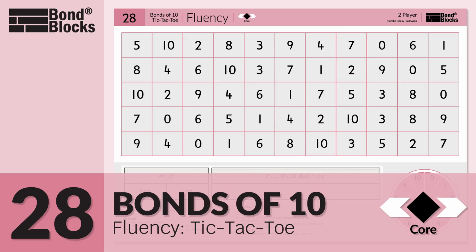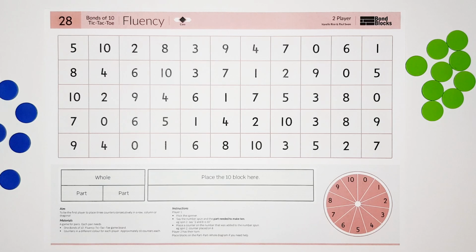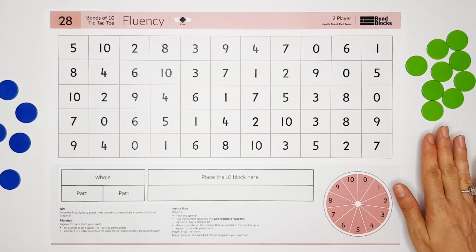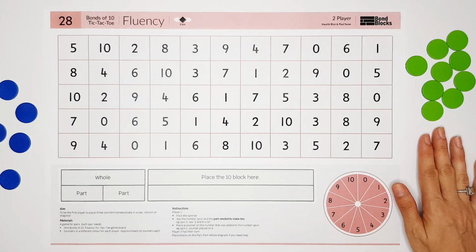Welcome to Activity 28. In this activity, we will be developing fluency with two part bonds of 10. Each player will need approximately 10 counters in a different colour.